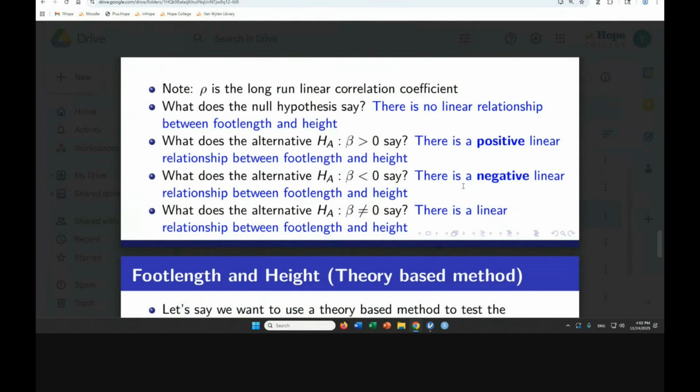All right, so there is a linear relationship. That's what beta not equal to 0 is saying. It's a two-sided test, which you should be very familiar with by now. The p-value multiplied by 2.